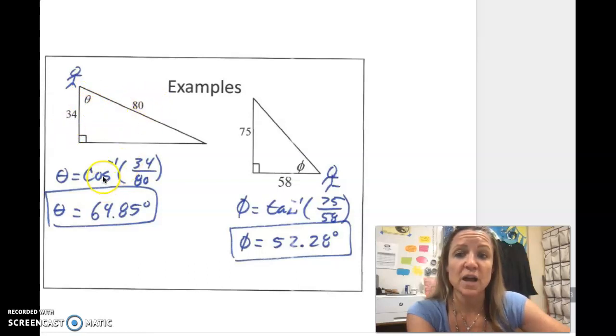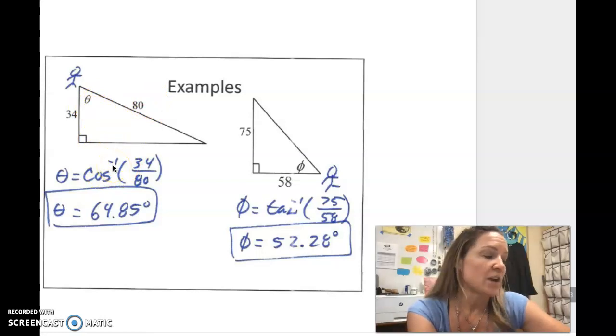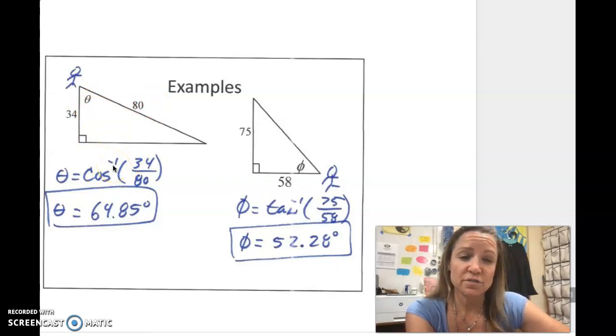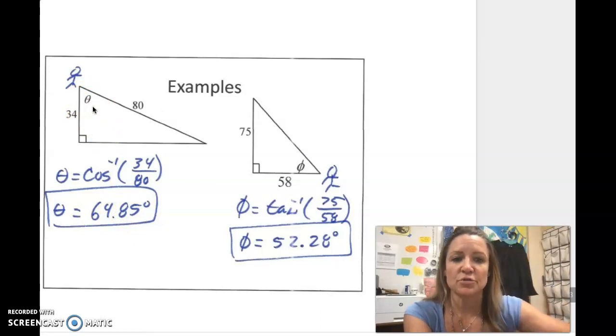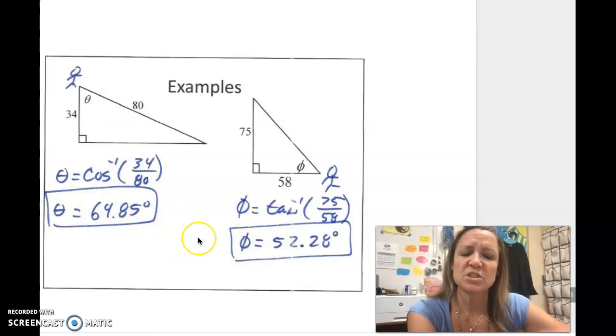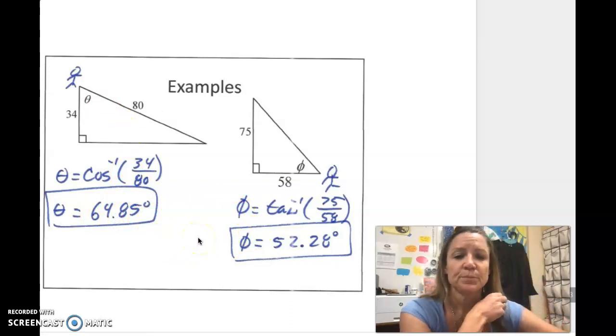So we're going to use cosine, but since we're solving for the angle, we're going to use the inverse. So on your calculator, you're either going to need to hit shift or second, and then the adjacent over the hypotenuse. Make sure you close those parentheses on your calculator, hit the equal sign, and you're going to get 64.85 degrees for this angle. If it says to round to the nearest whole number, you would get 65 degrees, okay? Just depending on the wording of the question.